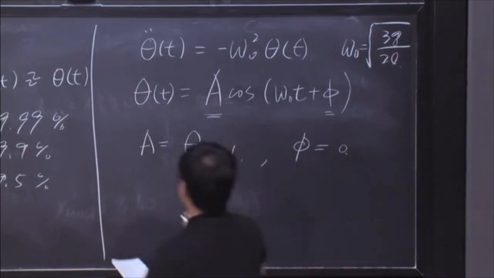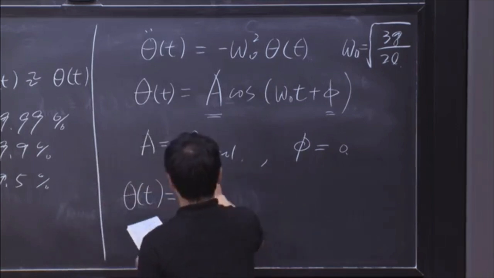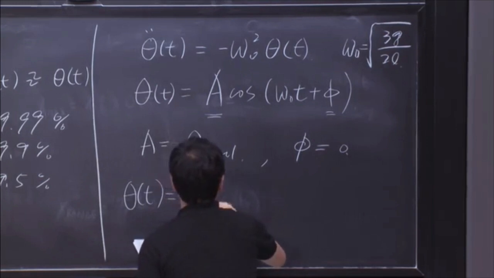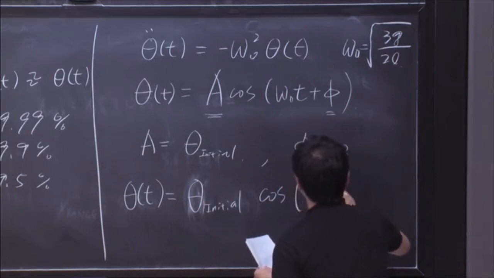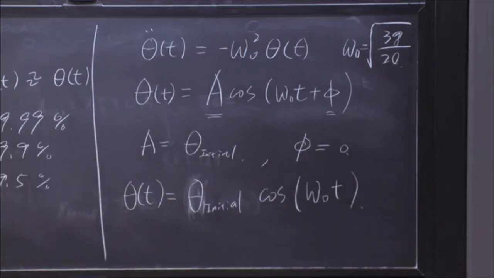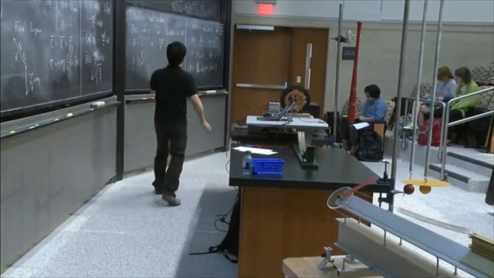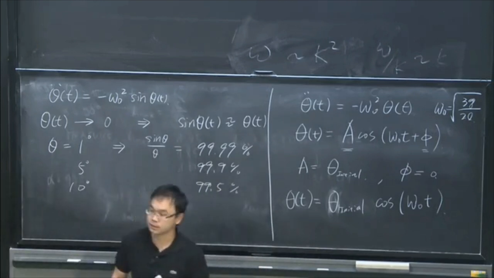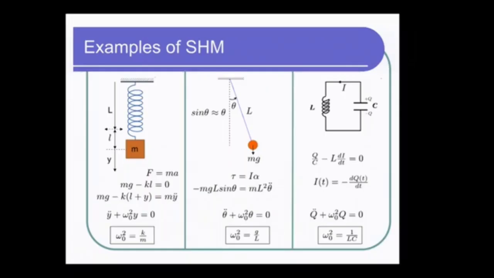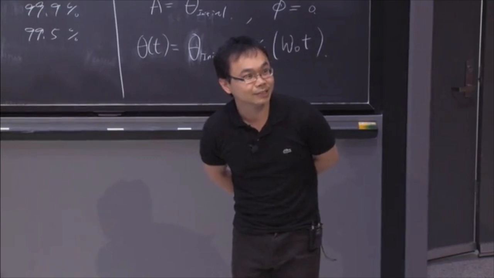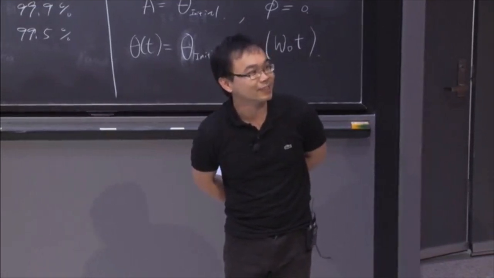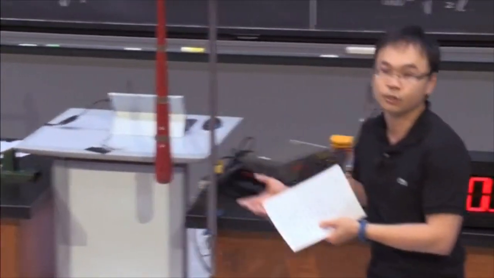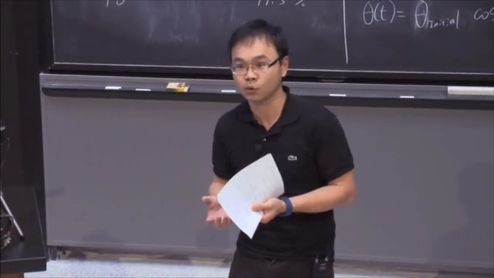So the full solution will be theta of t equal to A, which is now replaced by theta initial, cosine omega 0 t. You can see that simple harmonic oscillation describes the motion of this system as a function of time. You can also see a few more examples shown here. Two of them you are going to work on in your P set, and also another one involving a circuit. If you have a capacitor and an inductor, the size of the current is also doing a simple harmonic motion. And as we discussed before, the energy is always conserved, and it's stored in different components of the system.